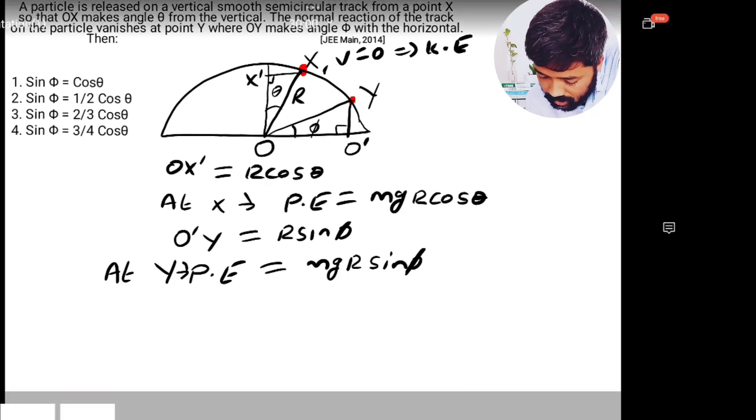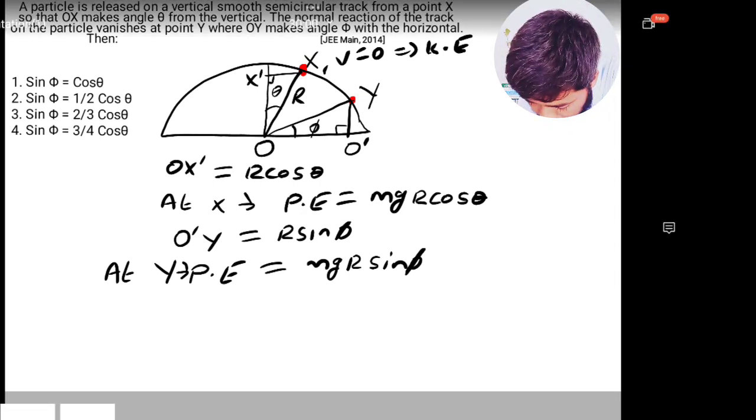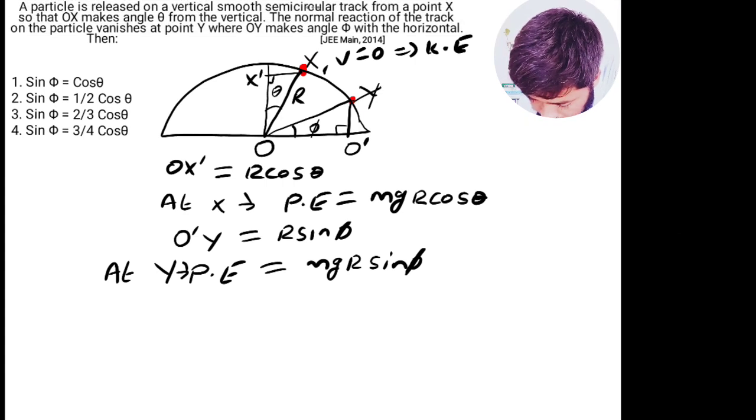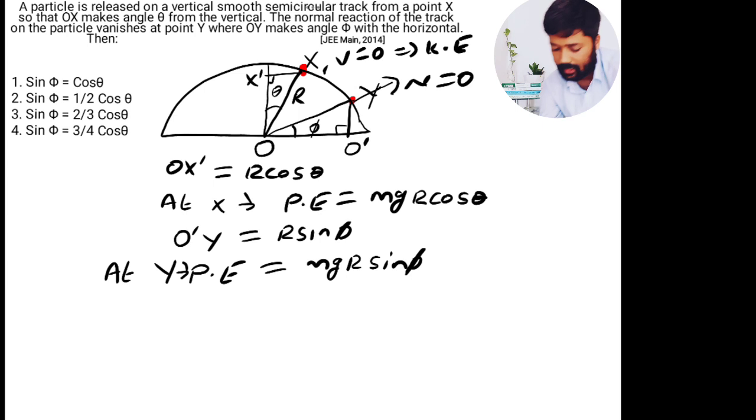Now as it reaches point y, there will be both kinetic as well as potential energy. Since normal is 0 here, at this point there won't be any normal reaction. If I show this normal value is 0, it means it leaves the surface at this point y.